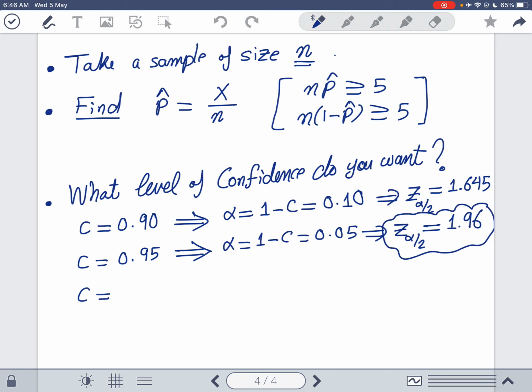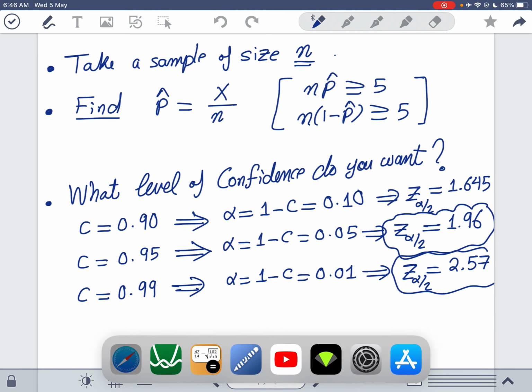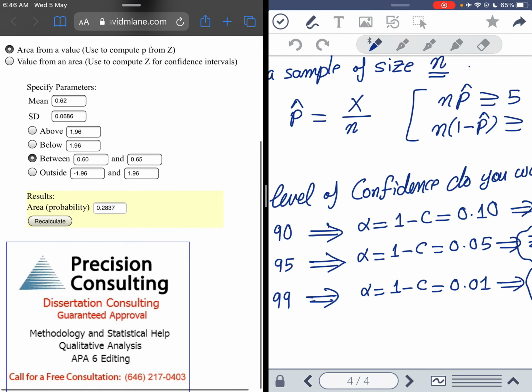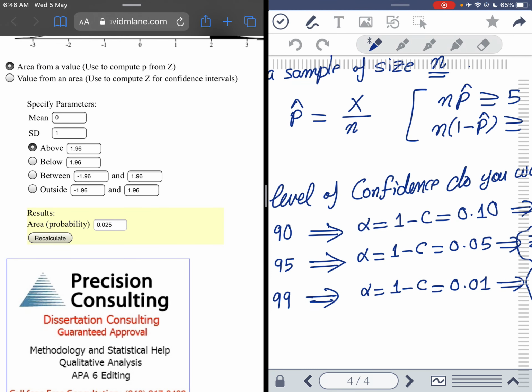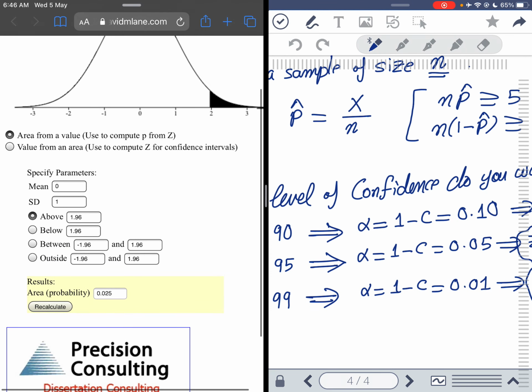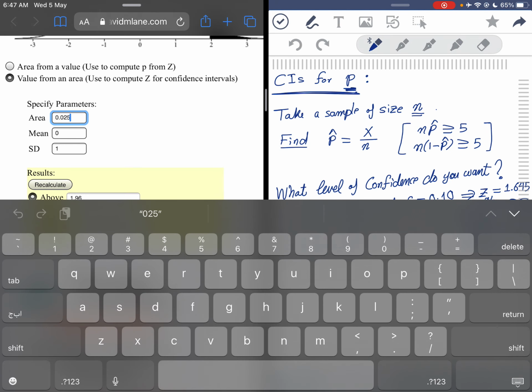And if you remember also, for 99% confidence, alpha will be 1%, and Z sub alpha over 2 is around 2.5 something. Let me put 57 and then go check if it's true or not, and then we'll come back. Okay, so I will just refresh so it comes back to how it was, and we want the value from an area because we want the Z. So the area is what?